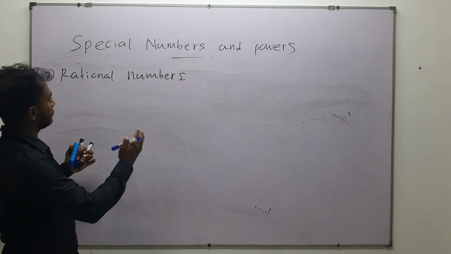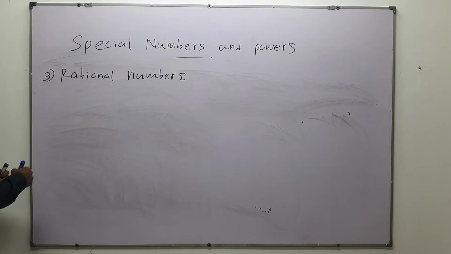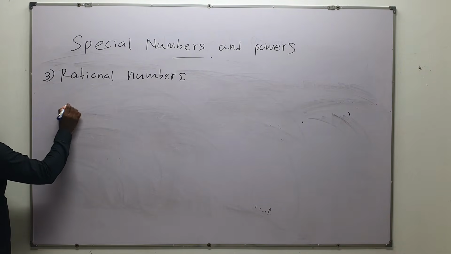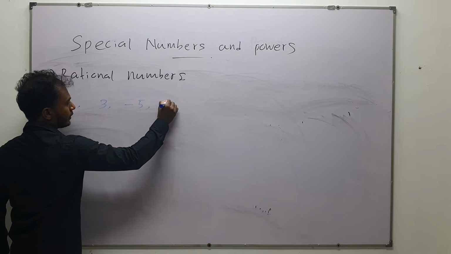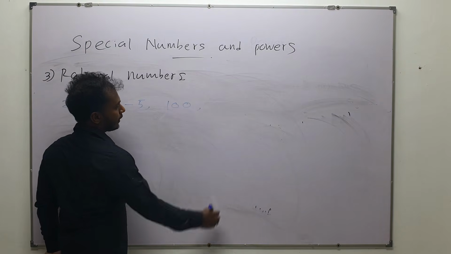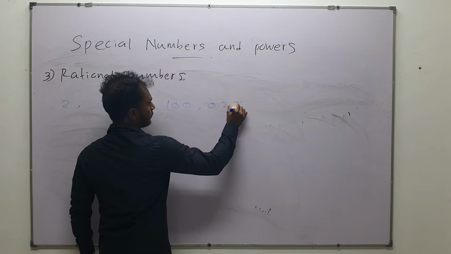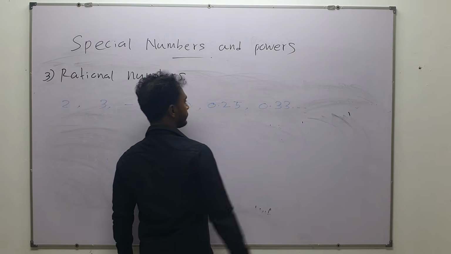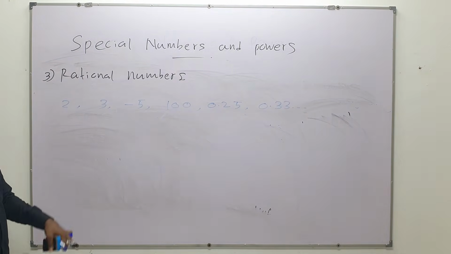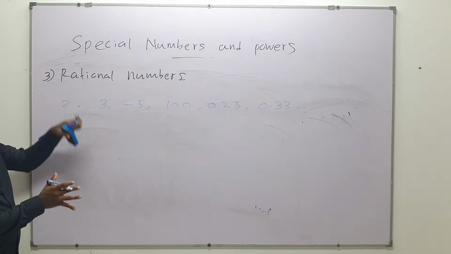So here, if I write these numbers, let me write number 2, number 3, -5, number 100. Then I will write 0.25. Then I can write 0.33 recurring. I am telling you that these numbers are rational. Why?